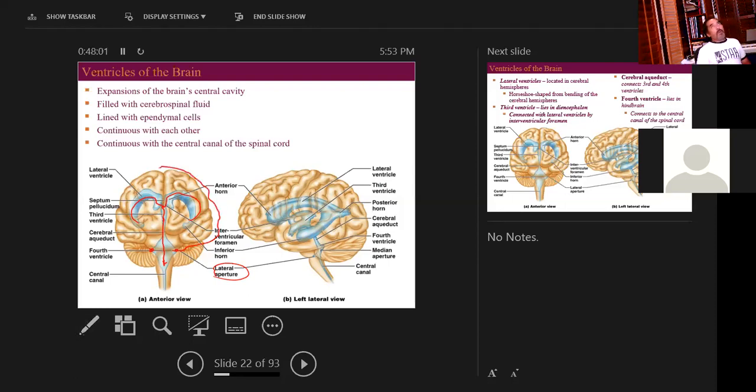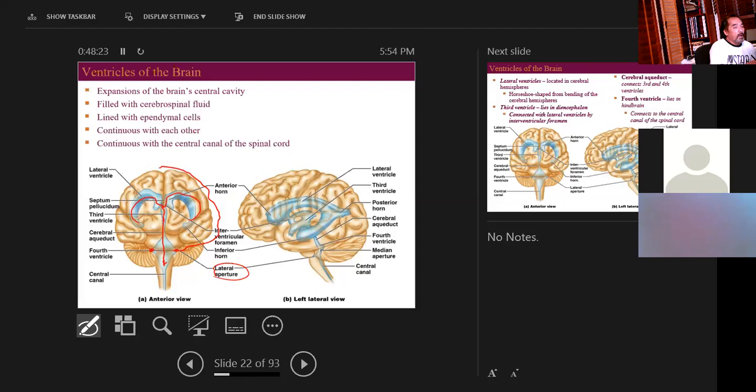Remember, the subarachnoid space is between the arachnoid and the pia mater. So now we have fluid also flowing to the outside of the brain and the spinal cord, and it is to better cushion those structures because it can reduce damage. So the hole to the side is the lateral aperture, and then there's a hole here to the back, we call it the median aperture.